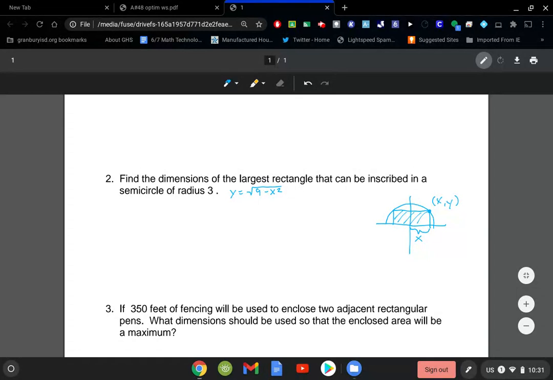Okay, so remember, to find the area, we want to have the largest area. So the area is going to be equal to the length times width. I'm trying to look at the last one just to keep it the same for you, to avoid confusion. Yeah, length times width. So the length, we're going to call it 2x, and the width is going to be the square root of 9 minus x squared.